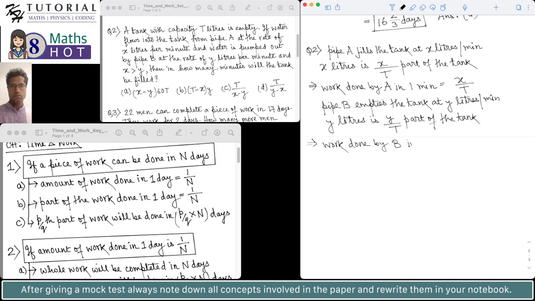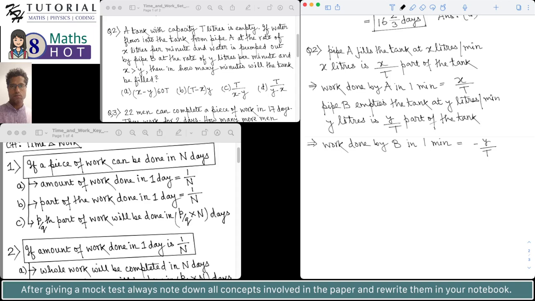in 1 minute. Remember, pipe B is an outlet, that is, it is emptying the tank, draining out water, so work done will be negative. So work done by B in 1 minute is equal to minus y by t. Now, in the tank, both the pipes A and B are working together.